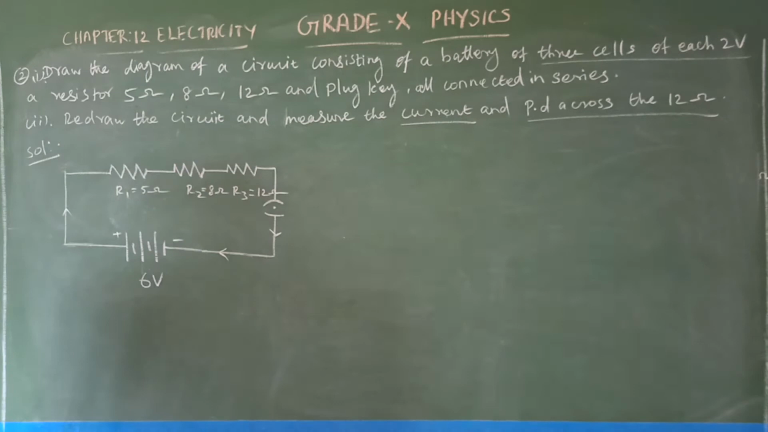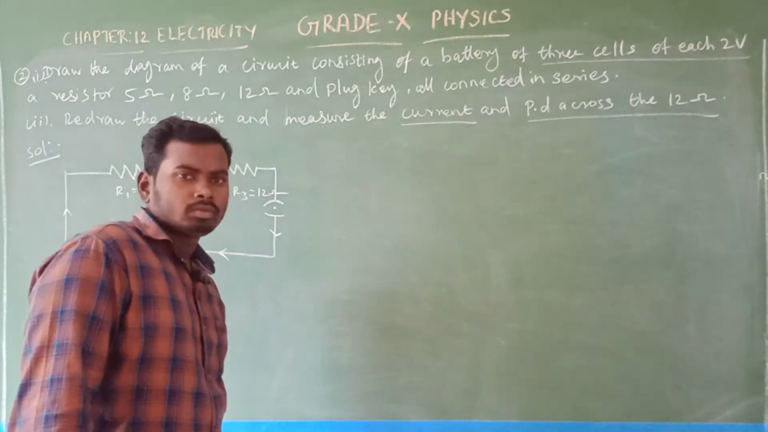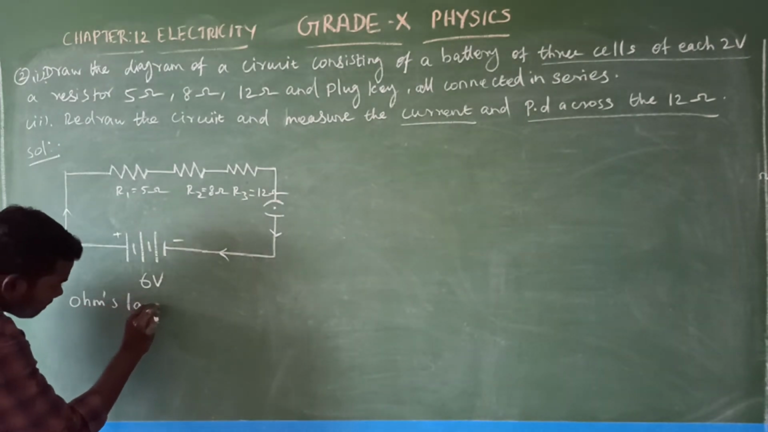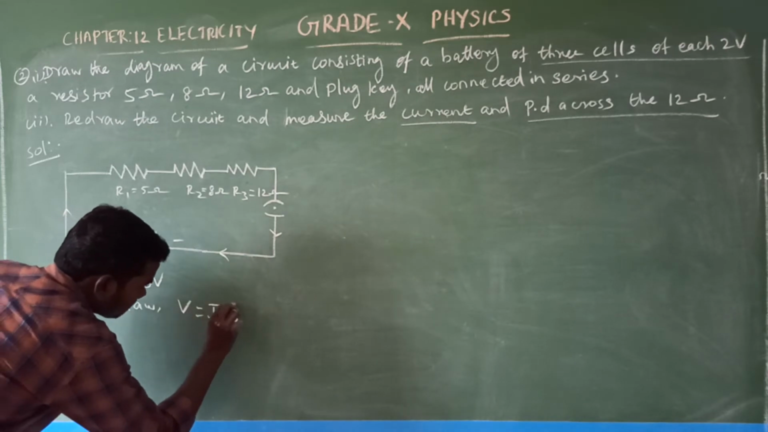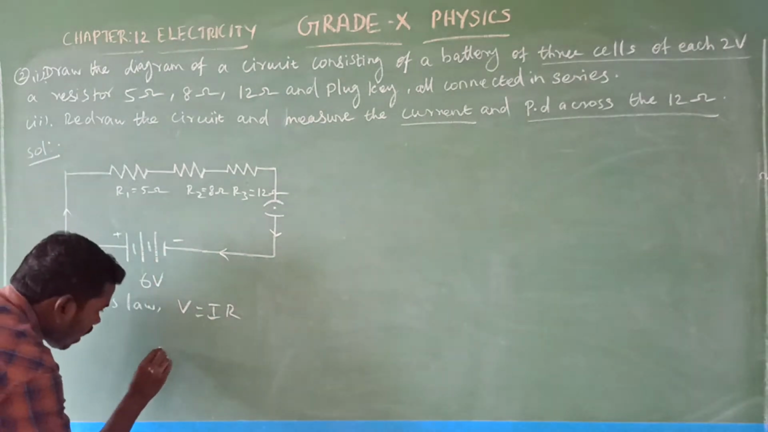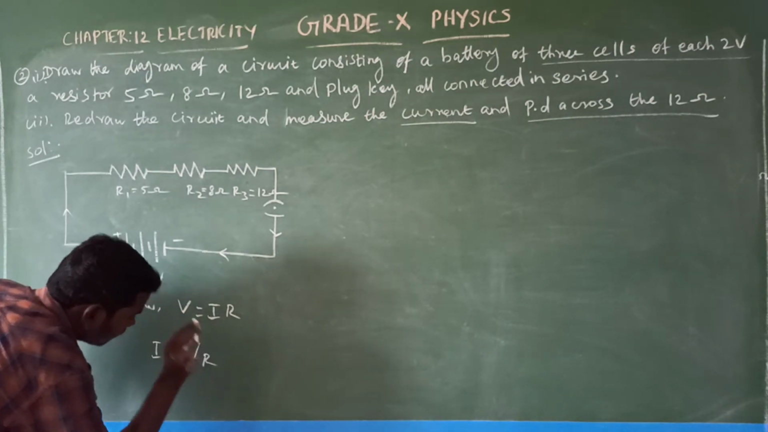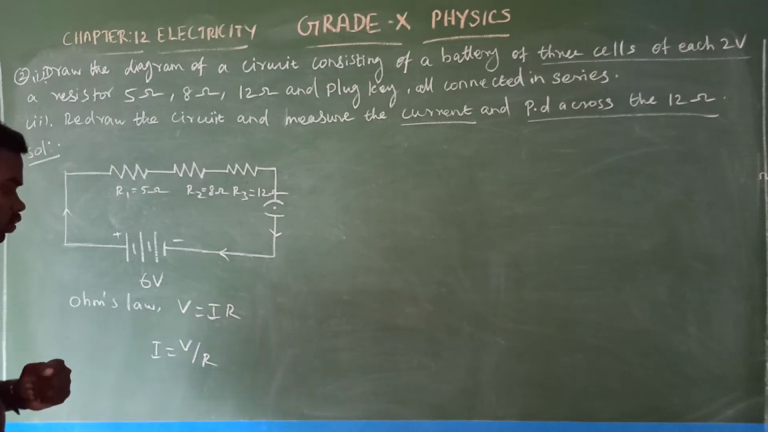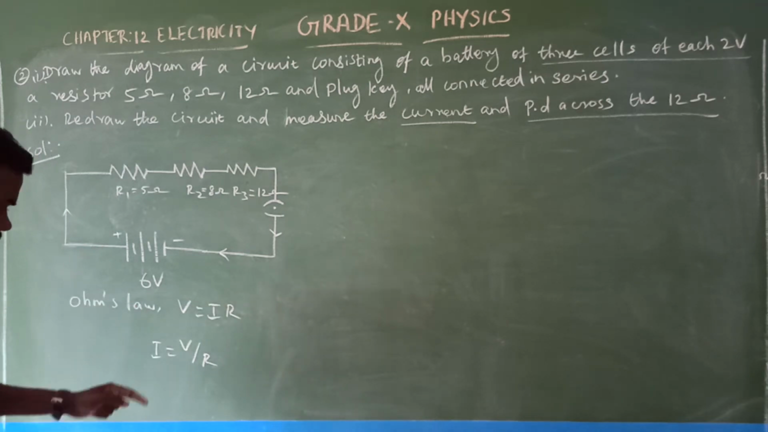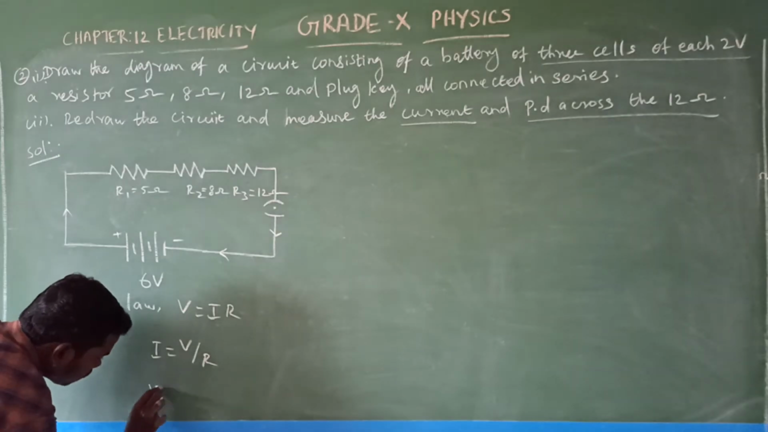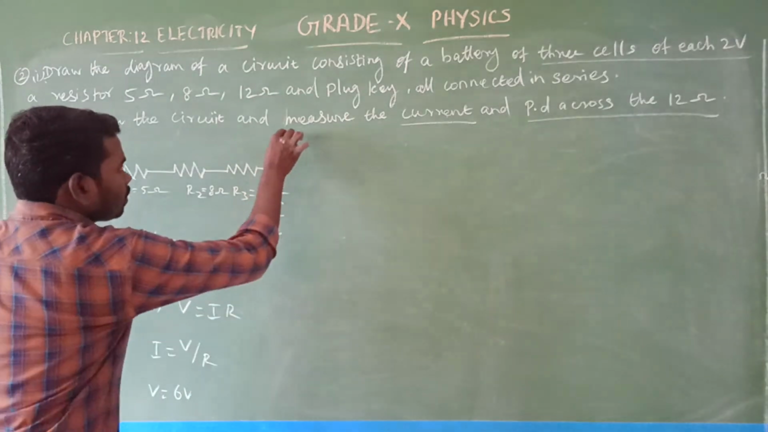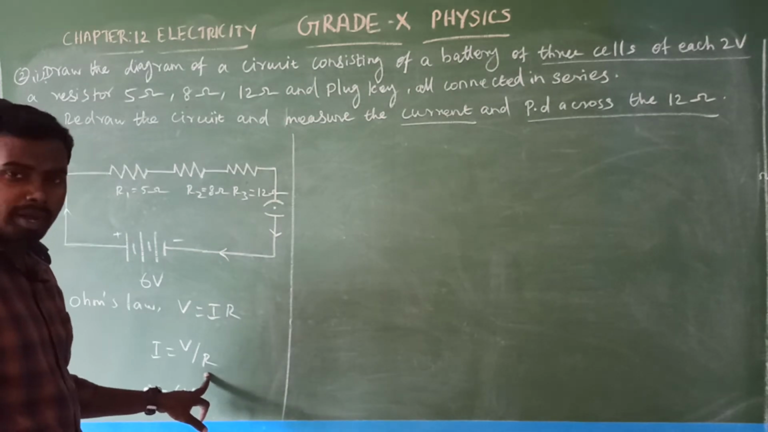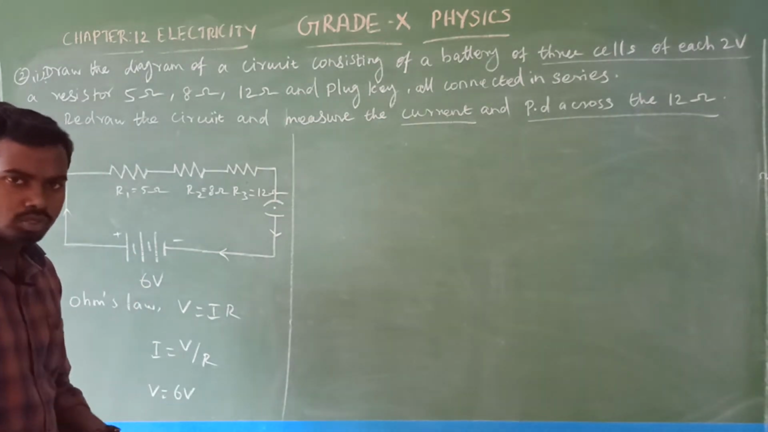So what is the formula to calculate current? According to Ohm's law, V equal to IR. So I is equal to V by R. What are the values we know? We know the voltage V is equal to 6 volt. Then we need the resistance value. So first we find out the resistance value.